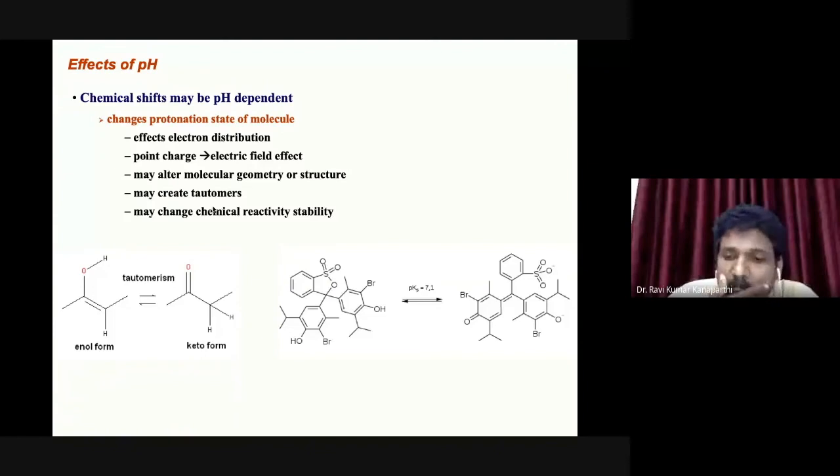So with this, for today, I have completed the discussion of chemical shift and how these chemical shifts are affected by various parameters. Over the last 3 lectures, we have been discussing this. If you have any questions, you can ask me. And tomorrow onwards, we will see the spin-spin coupling. Maybe before that, we will try to practice a couple of problems.